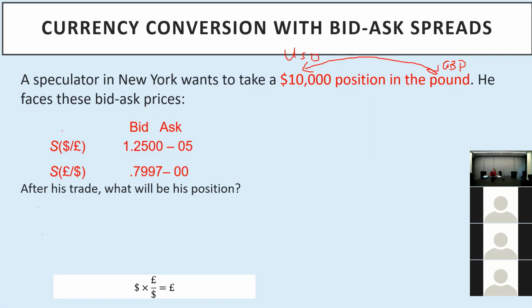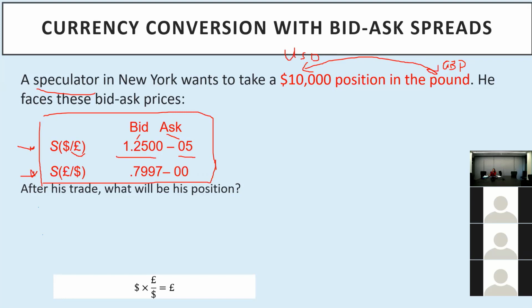Okay. So as a trader, so this is the client, right? When he goes to a bank, he sees these two quotes here. So for the first quote, this is the price of the pounds in terms of the USD, right? So this is the bid price and this is the ask price. So what these prices mean is that the bank is willing to buy the pounds at 1.25 and they are willing to sell the pound at 1.2505, okay?